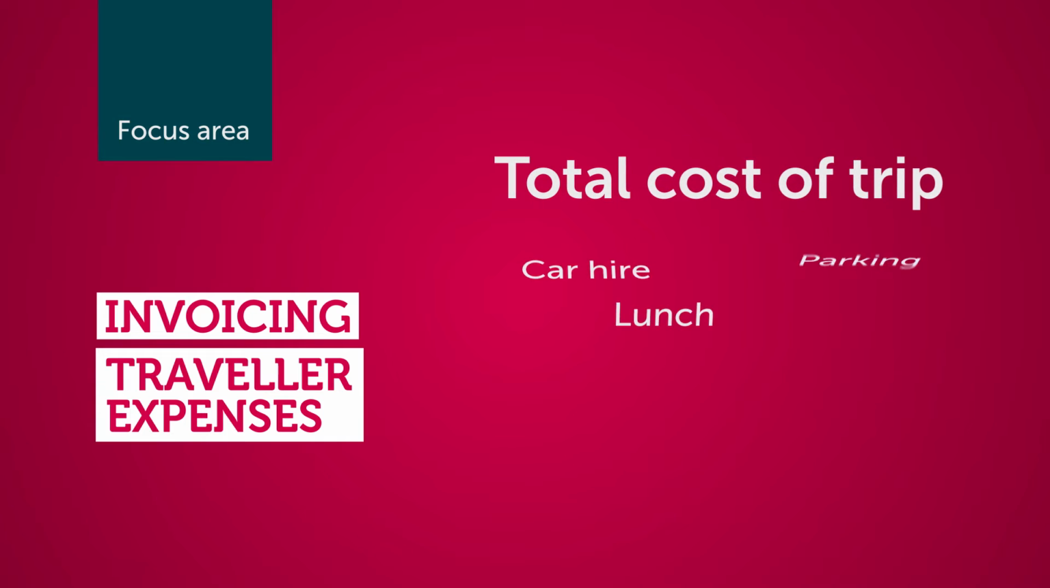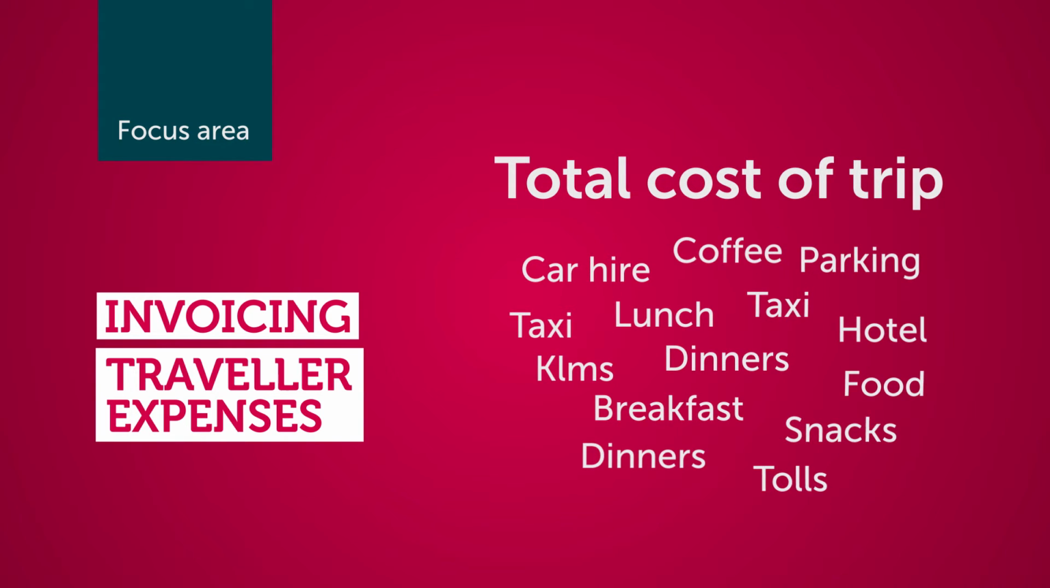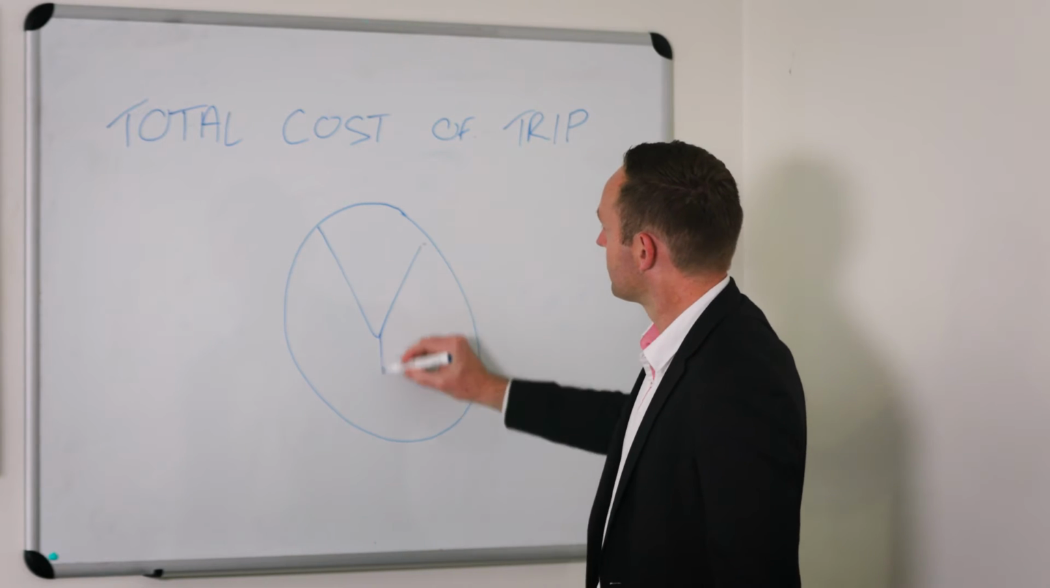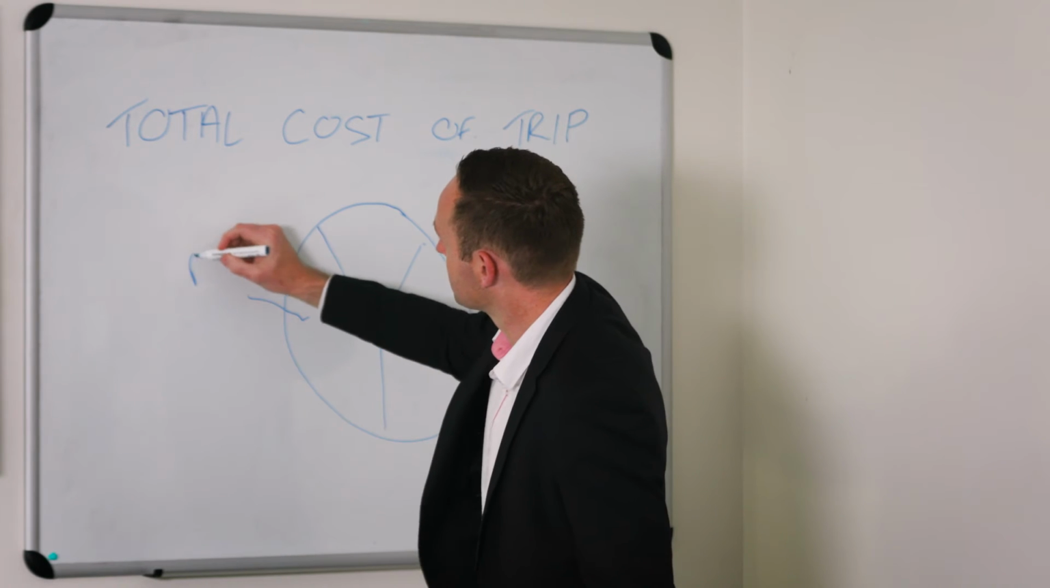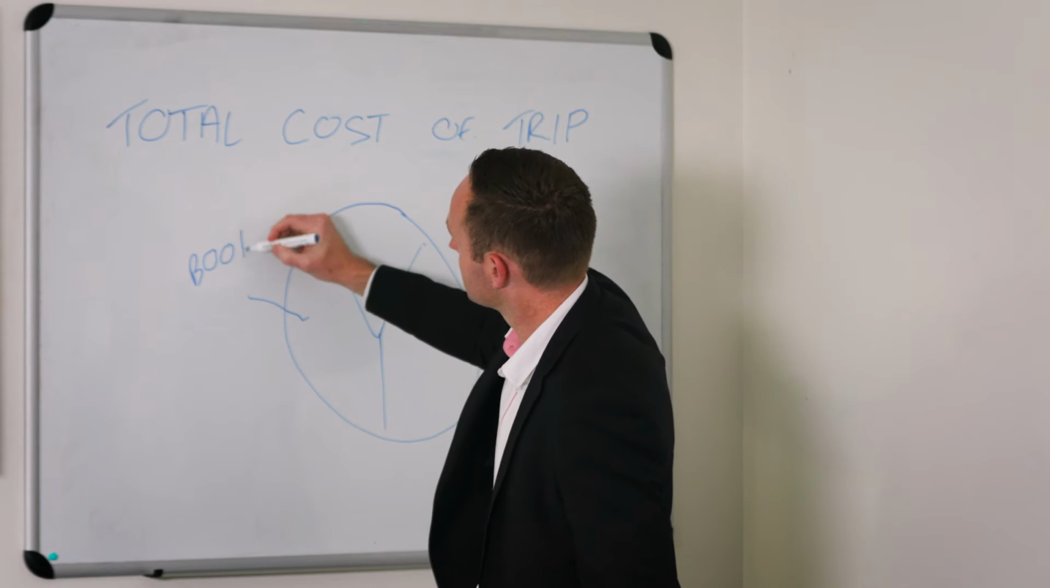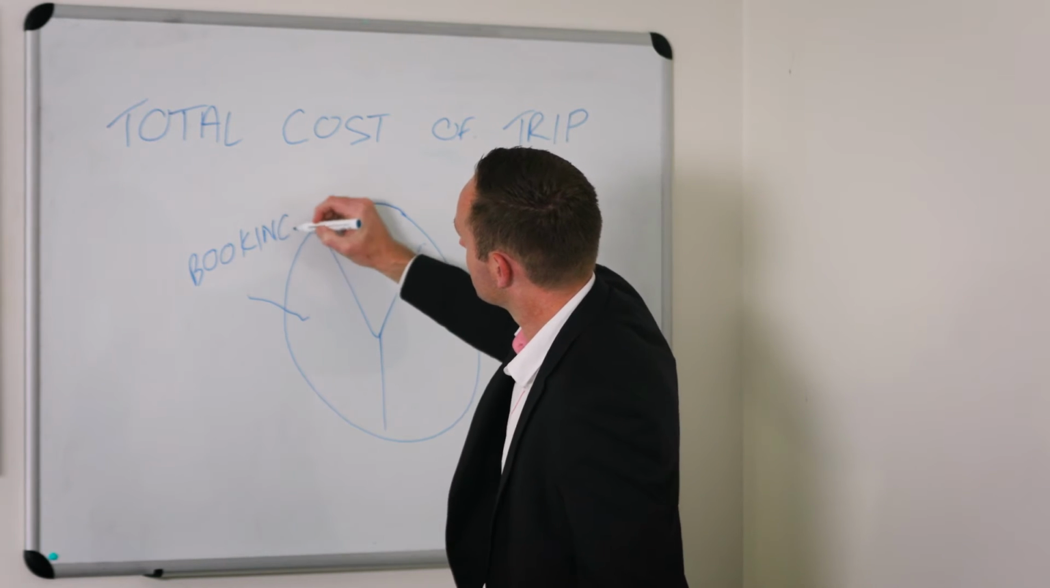If we start with the total cost of trip, we can map out the journey a traveller actually takes, and we can see there are many line items that occur. Most travel bookers or travellers just focus on flights and the hotel, but there's a lot more to it than that. What we recommend is to capture a lot of these expenses in the booking process, which cuts down time and saves money in the reconcile process.